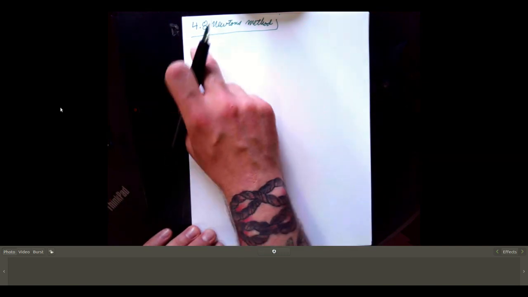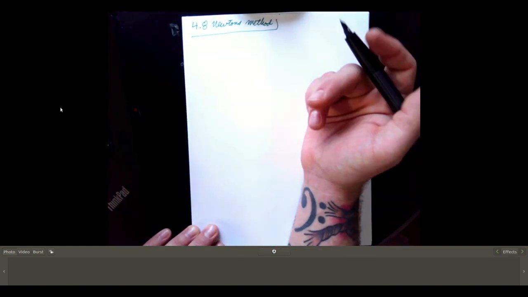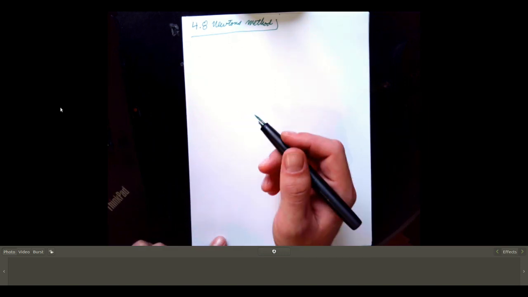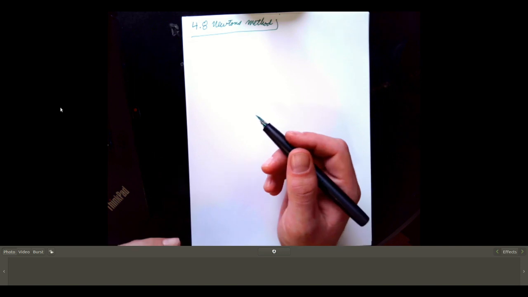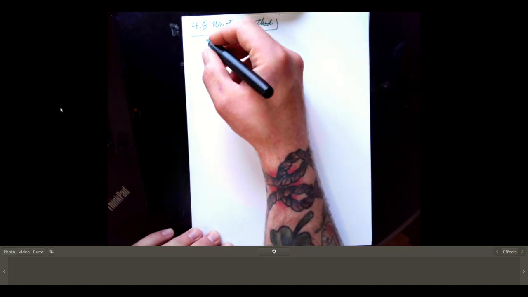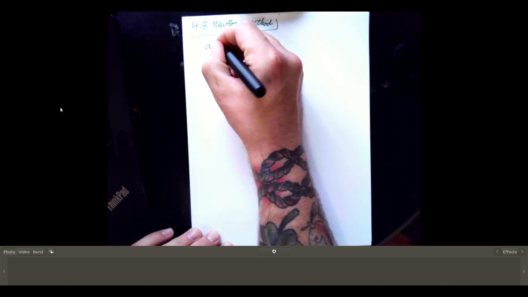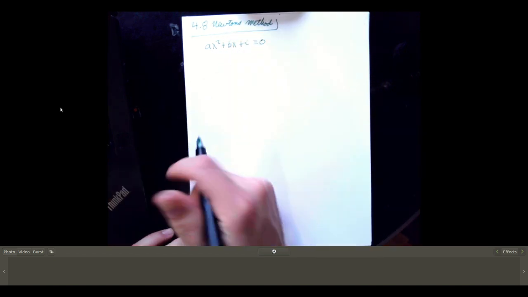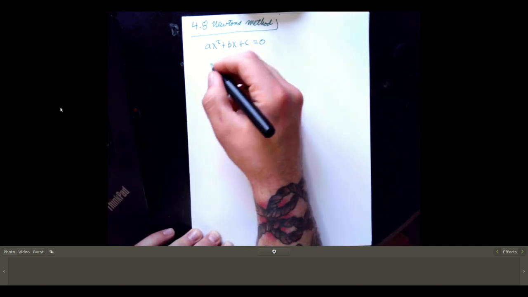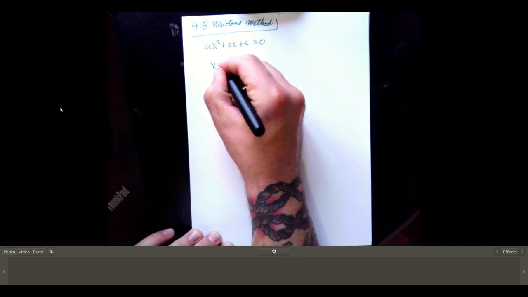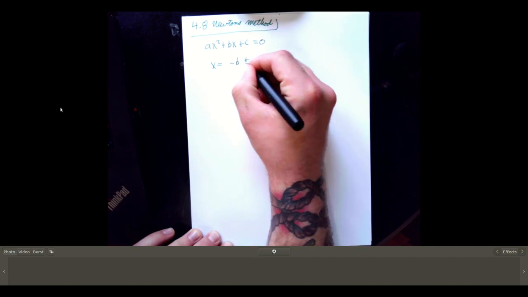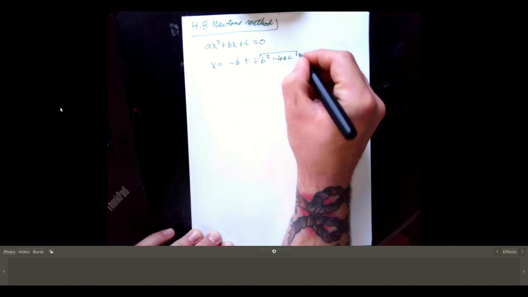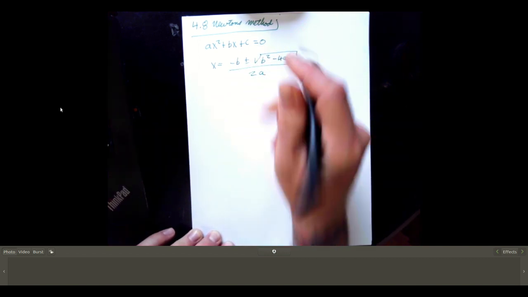Everyone, in this video we're going to go over section 4.8, Newton's method. So we have a means of coming up with exact solutions for polynomials of degree 4 or less. For example, if we had the polynomial ax squared plus bx plus c, and we wanted to find its roots, we know that the solutions are given by x is equal to negative b plus or minus the square root of b squared minus 4ac all over 2a.